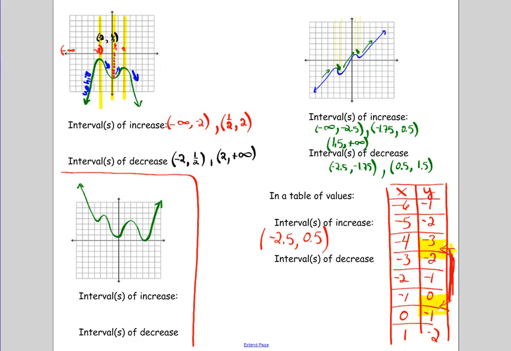And then my intervals of decrease start at -infinity. I'm going to assume this keeps on going down from forever to -2.5. And then it starts again at -0.5 to +infinity. And that's that.